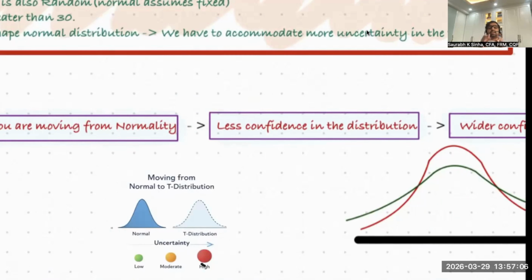Now, what it means is that if you're moving away from normal distribution, which is a pitch perfect distribution, to a distribution which is relatively worse than the normal distribution, then the confidence in that distribution decreases because it is a bad distribution. So, less confidence in that distribution. If there is less confidence in that distribution, will your prediction quality increase or decrease? The prediction quality will decrease because now you're working with a bad distribution.